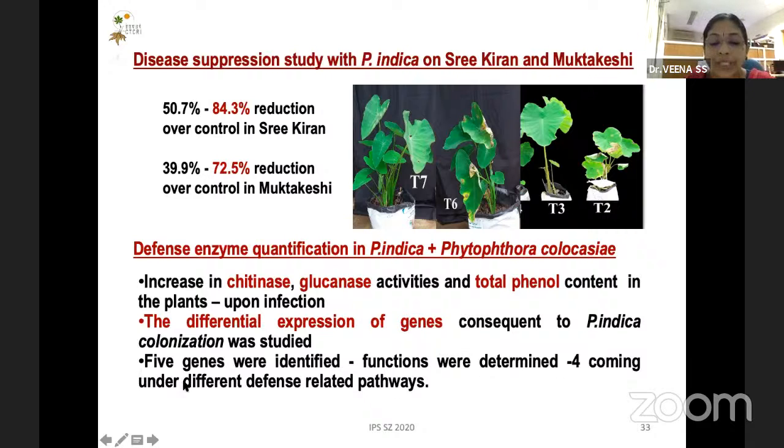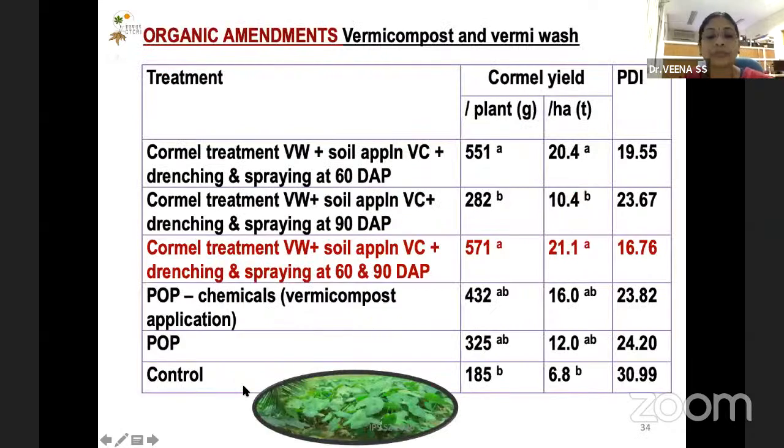So 4 of them come under defense related pathways. Then, as you all know, tuber crops are very important, because we want to go for 100% organic. That is slowly we are shifting. So another method, we have some organic amendments. We are using so much organic matter in tuber crop production also. Here in this case we have used vermicompost. The cormel treatment we gave with vermiwash, and soil application with vermicompost, and then drenching and spraying at 60 days and 90 days after planting with the vermiwash. In this case also, we can reduce the disease incidence to a good extent.